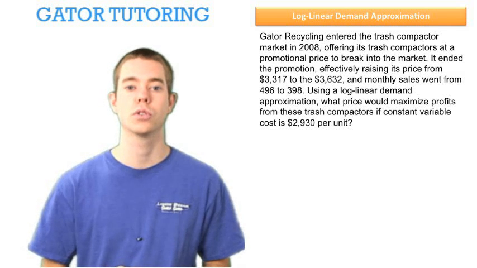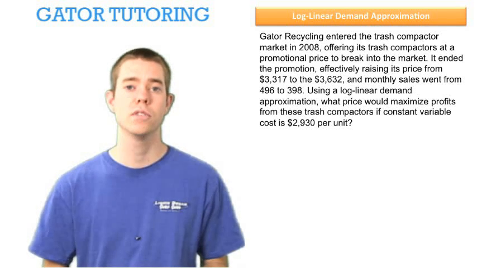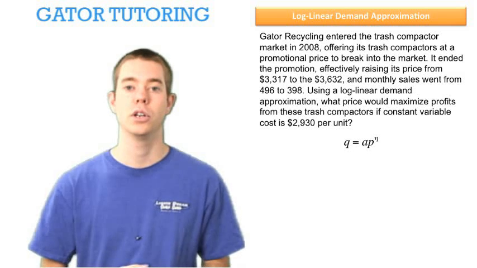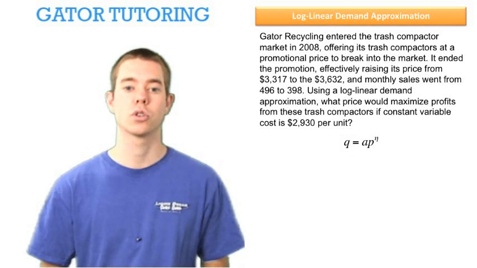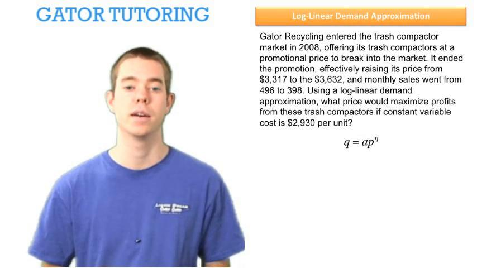It's asking us to use a log linear demand approximation and to find the price that would maximize profits from these trash compactors if the constant variable cost is $2,930 per unit. So instead of using a straight line to approximate demand, like in the last question, now we're going to use log linear form, which is quantity is equal to A times price P raised to the eta, where eta is the constant price elasticity of demand.